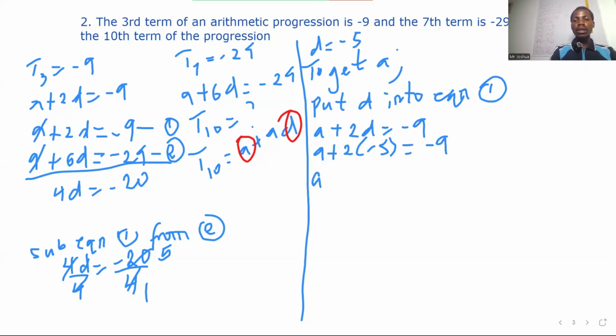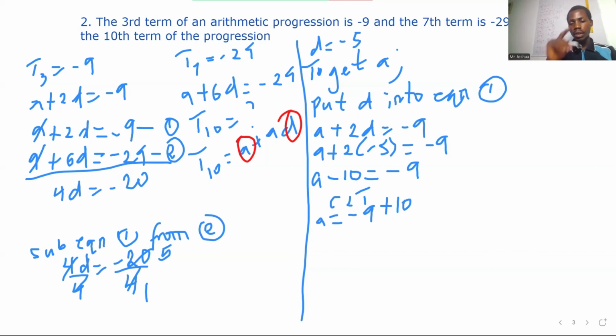So a will be plus 2 minus 5 is going to give us what? Minus 10. Plus times minus gives us minus. 2 times 5 gives us 10. You have to do that, so you have to be careful with your signs. So this is going to give us a minus 10 equals minus 9. So we collect like terms here. So we can now have a equals what? Minus 9. Then plus 10.